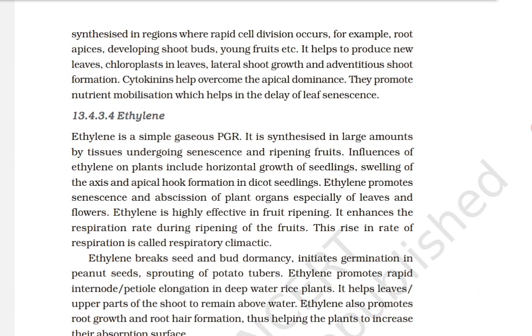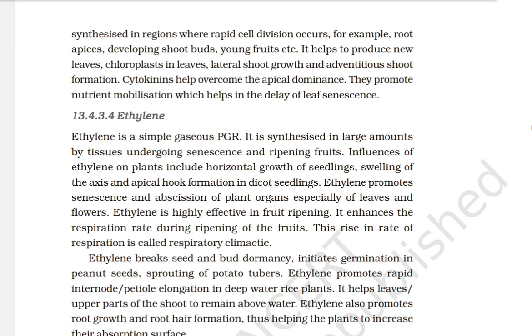Cytokinins help overcome the apical dominance. They promote nutrient mobilization, which helps in the delay of leaf senescence.